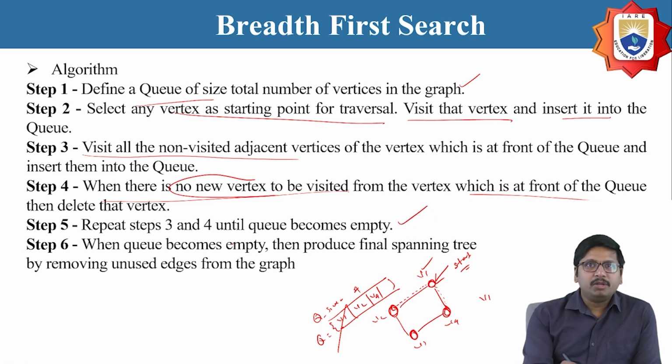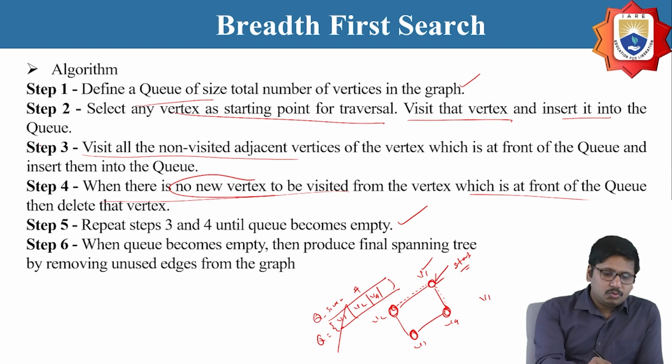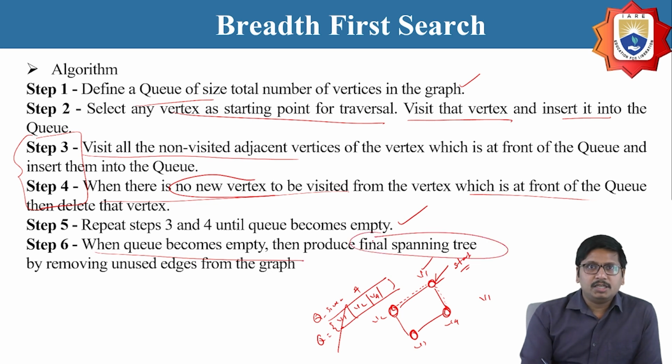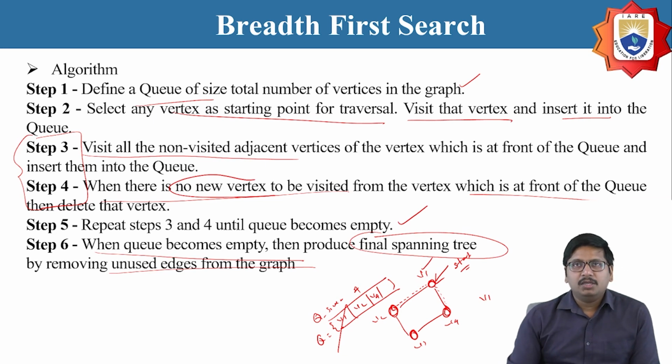And next, you have to repeat the steps until the queue becomes empty. So these two steps should be common and we have to repeat these two steps until the queue becomes empty. Whenever the queue becomes empty, then produce the final spanning tree by removing unused edges from the graph. Okay. So this should be the algorithm for the search of the graph.